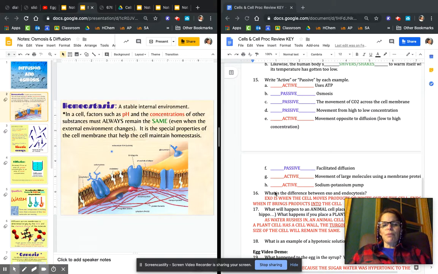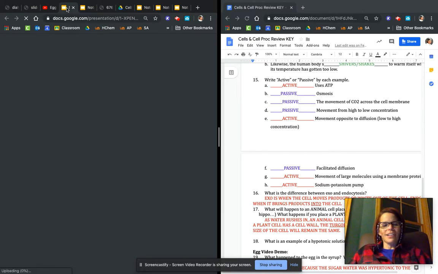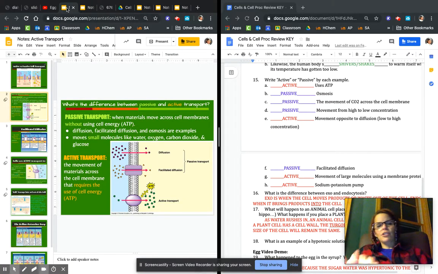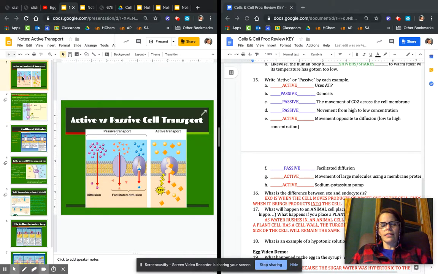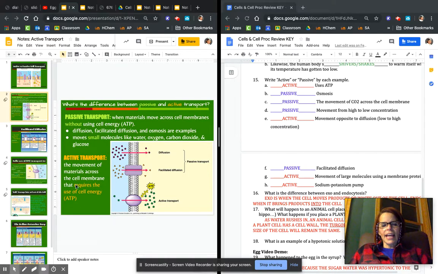All right, number 15 says write active or passive by each example. And that's a combination of both of these sets of notes. So we had the active versus passive cell transport. And the thing to really remember is that active transport uses ATP. So here's that picture. It's a cell membrane. We have some molecules going across without the use of a protein. That's called passive transport. We have some molecules going across using a protein. That's called facilitated diffusion. It's still a type of passive transport because no ATP is being used.